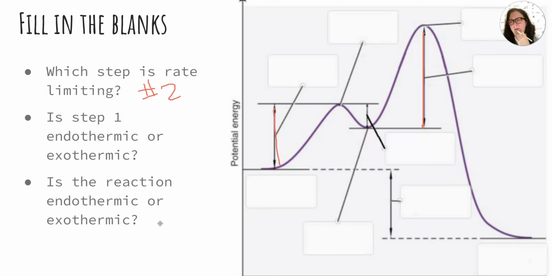Is step number 1 endothermic or exothermic? So they're asking just for step 1. They can ask you for the individual steps or for the overall. So if I'm just looking at step number 1, that means I'm going from here to this intermediate. In step number 1, the products, or this intermediate step, are higher than where I started. So step number 1 is endothermic.